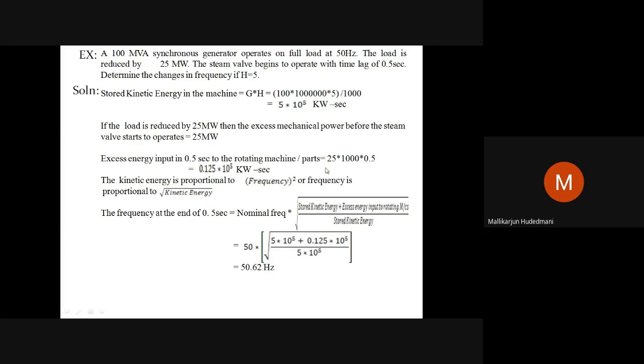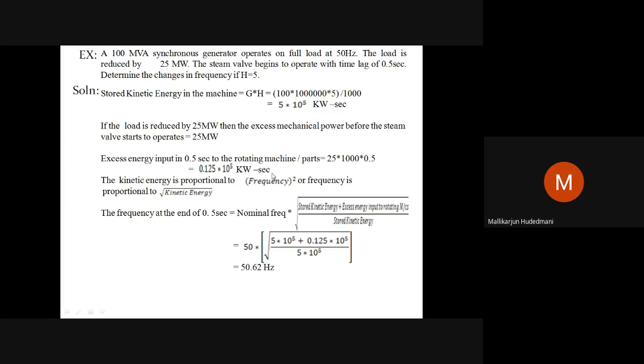Later only the valve opening is given, as energy 25 megawatt. In terms of kilowatt, I should write 25 megawatt into 0.5 second divided by 1000. Why like this? Divided by 1000, because if I do this, it becomes again kilowatt second. Hence I wrote directly 25 into 10 to the power 6 into 0.5 divided by 1000. Divided by 1000, I did in advance. The 1000 and 1000 I cancelled off. It becomes 25 kilowatt into 0.5, which is 0.125 into 10 to the power 5 kilowatt second.